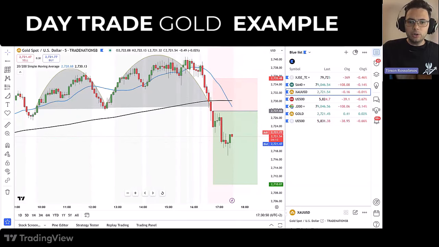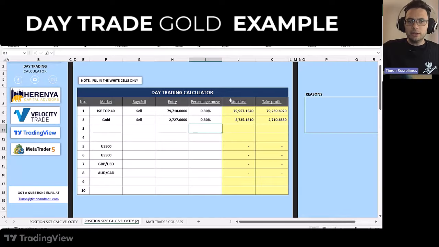We are always doing a risk reward of 1 to 2. And so now gold, you can tick off that list and say, I am happy to day trade gold when the percentage move is 0.3% between the entry and the stop loss.